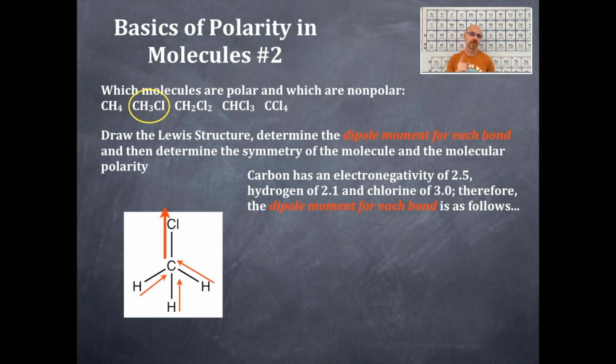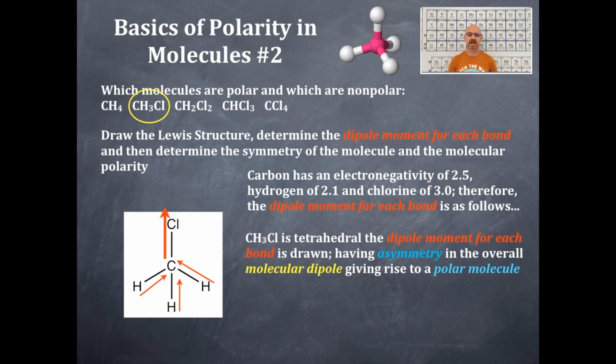So, in conclusion, you should see that this is a tetrahedral structure, okay? CH3Cl is tetrahedral. It has a dipole moment for each bond that's been drawn, having an asymmetry in the overall molecular dipole, giving rise to a polar molecule. And right here is the molecular dipole that we're drawing here.